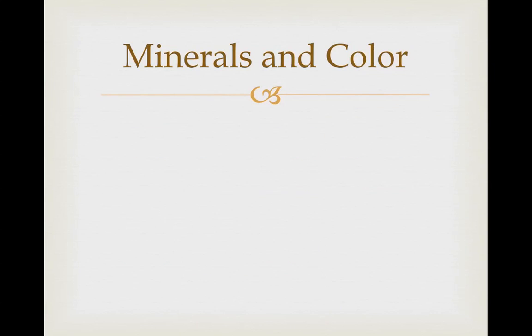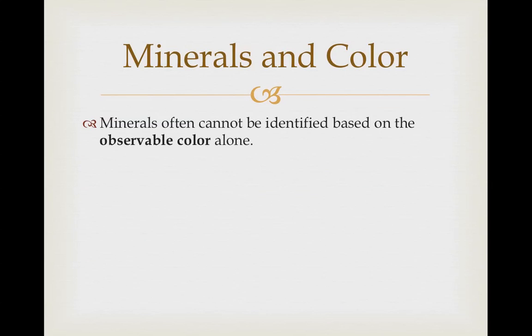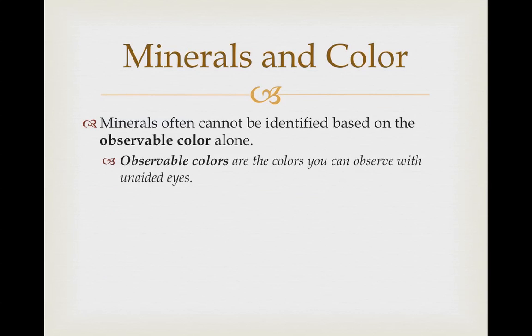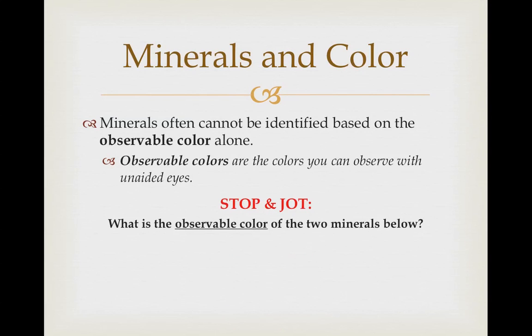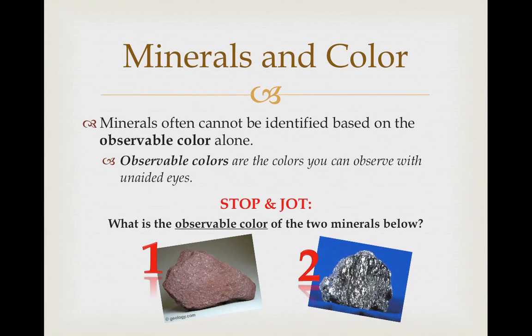Minerals and color. Color is the first physical property of minerals that we will explore in this unit. Color comes in two forms when it comes to minerals. First is the observable color. Minerals often cannot be identified based on the observable color alone. An observable color is the color you can see with your eyes alone. Stop and jot. What is the observable color of the two minerals seen below?